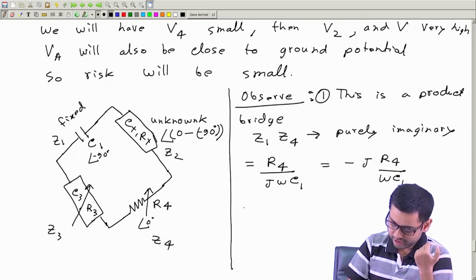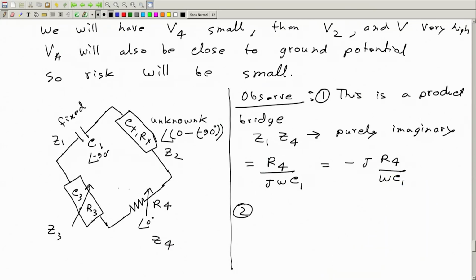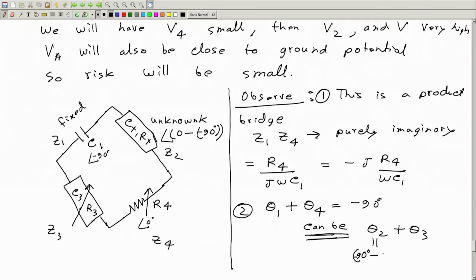Secondly, this is point 1, point 2, the angle balance condition: theta 1 plus theta 4, which is of course the same as minus 90 degree, can be equal to theta 2 plus theta 3, where this is between 0 and minus 90 degree, and this is also between minus 90 degree and 0 degree.